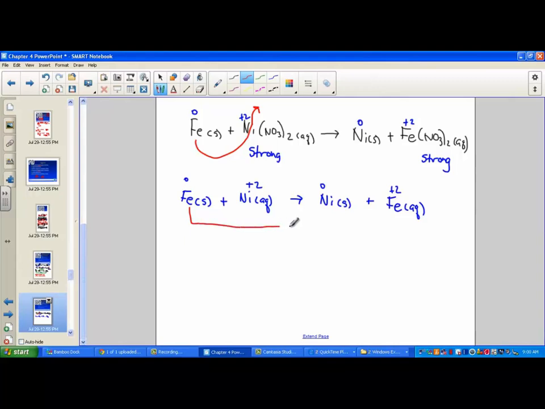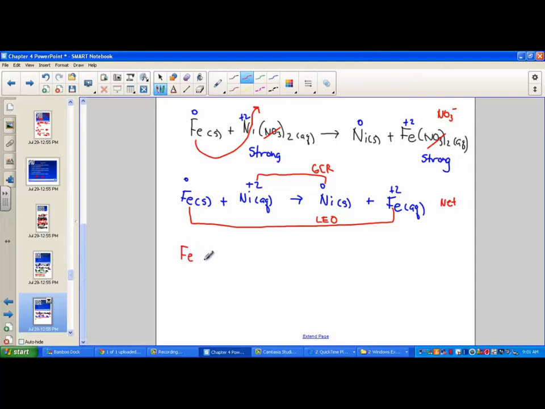Notice what's changed. Iron started at 0, went to a +2. There's the LEO, the oxidation half reaction. Becoming more positive is losing electrons, oxidation. Nickel went from +2 to a 0. Here is the GER of our half reactions, gaining electrons, becoming more negative. And notice how I immediately just crossed off the nitrates, knowing that the polyatomic ion, nitrate, is the spectator. So I just wrote it in the first reaction and eliminated the spectator in the second reaction and came up with our net ionic equation.